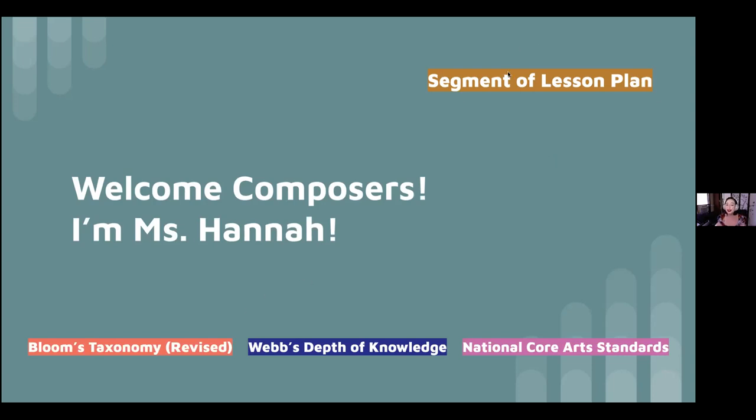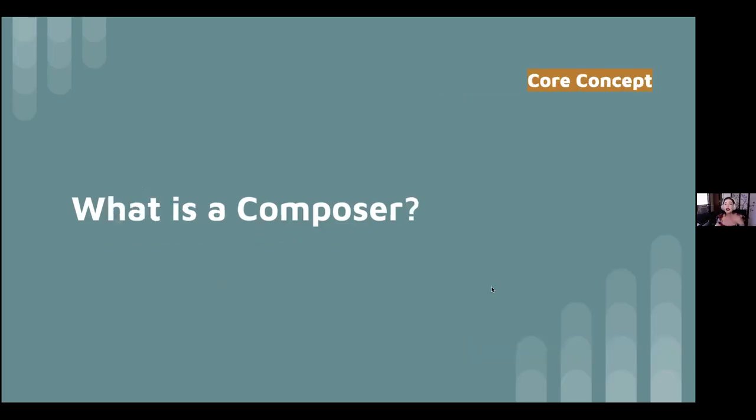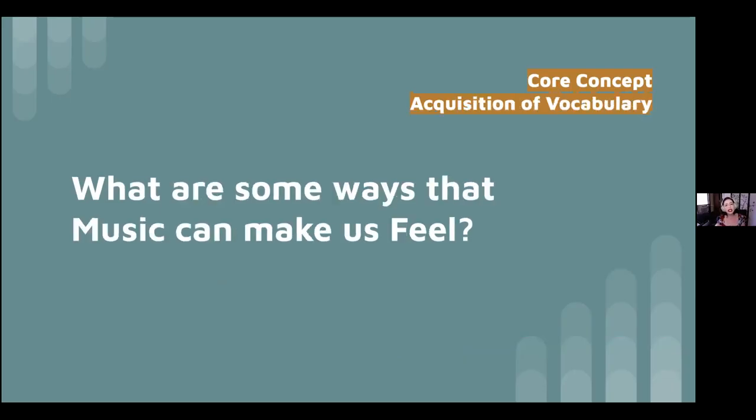I'm going to walk through, in orange up here, what part of my lesson plan this is. This reddish pink is the Bloom's taxonomy revised terminology, blue for Webb's depth of knowledge, and the more hot pink for National Core Art Standards. We start with our core concept for today. We're composing. What's a composer? We move into some organic acquisition of vocabulary. We're getting mood words, which are what we'll be using as our entry point to composition.